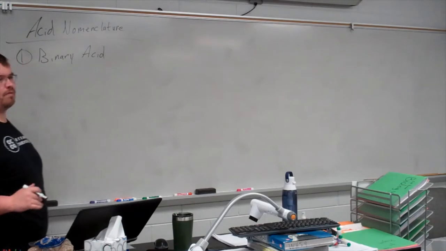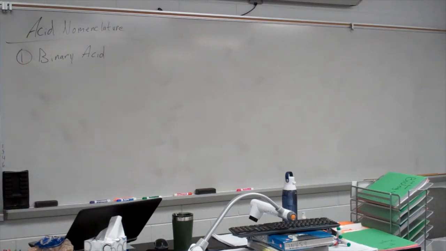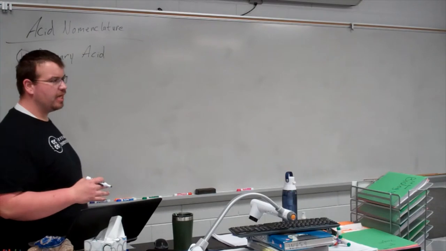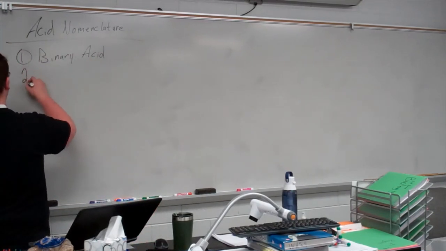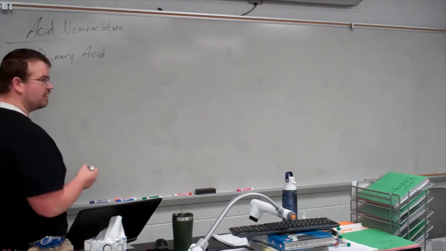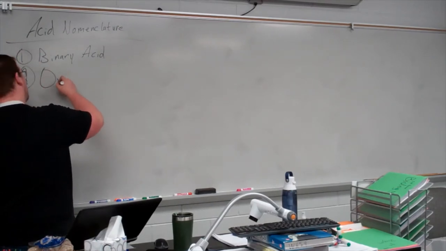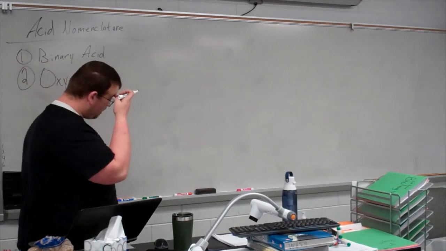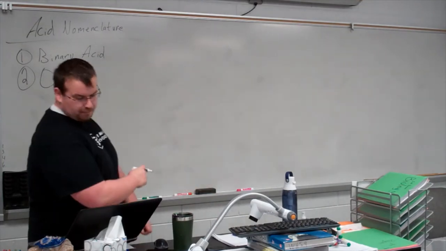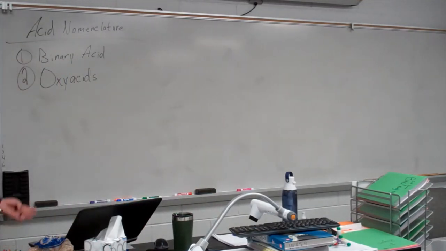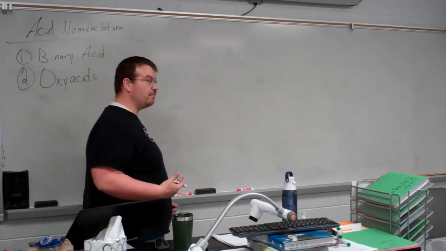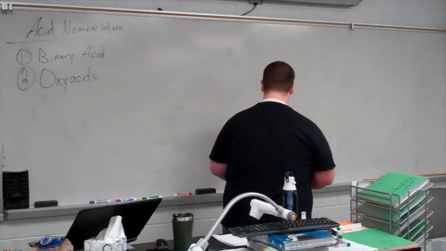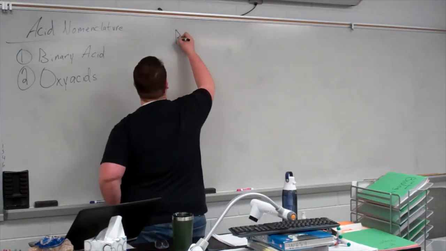The second one is the one that I have warned you and warned you and warned you about, to make sure you've got something, which I'm quite nervous about in this class right now. Number two, oxyacid. We're going to start with the more simplistic one, the binary acids, and then we'll break into the oxyacids. The oxyacids are based off of the oxyanions. So let's start with the binary acids.